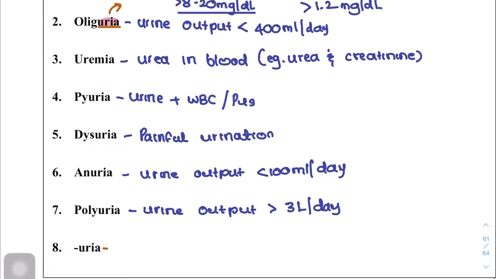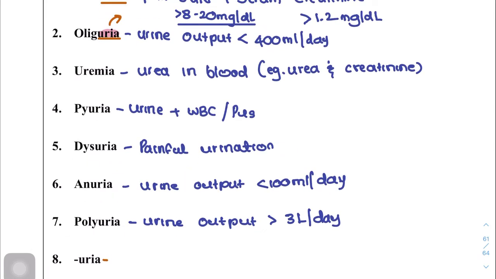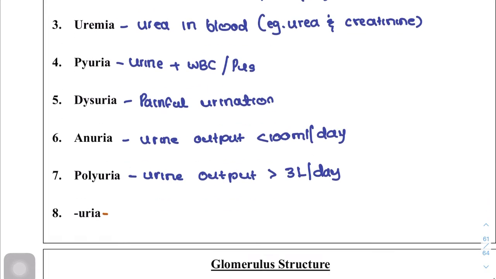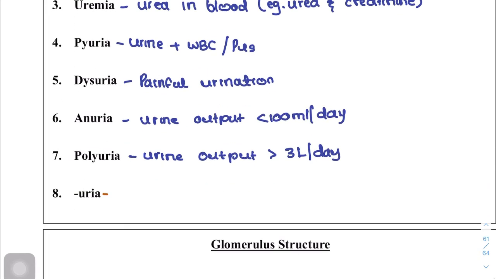Next, oliguria. That means a urine output less than 400 milliliters per day. You need to remember this value, less than 400 milliliters per day. Next, uremia. That is urea in blood. This could be urea and creatinine. Next, pyuria. This is urine containing white blood cells or pus.